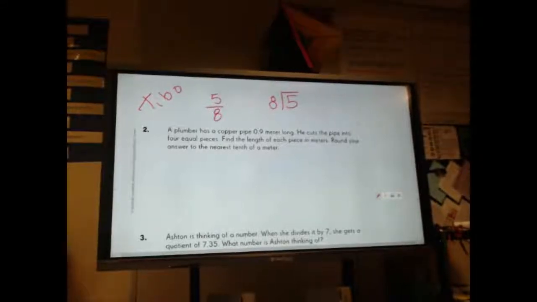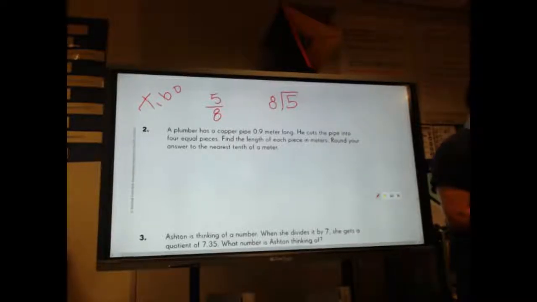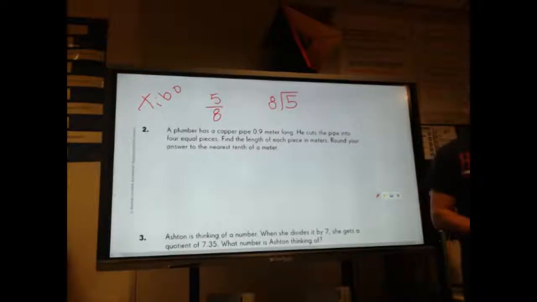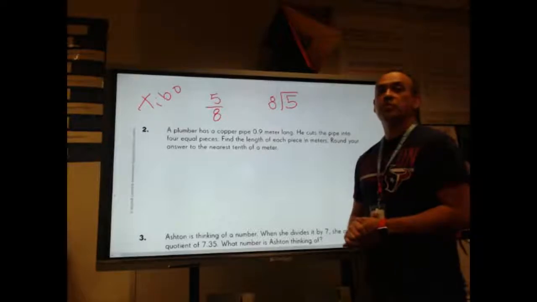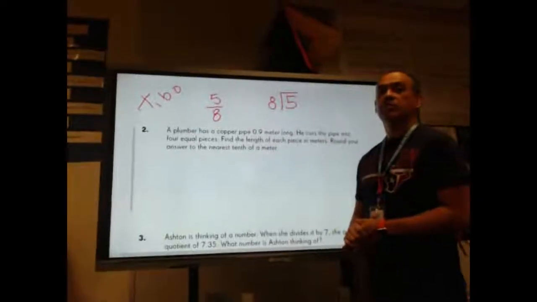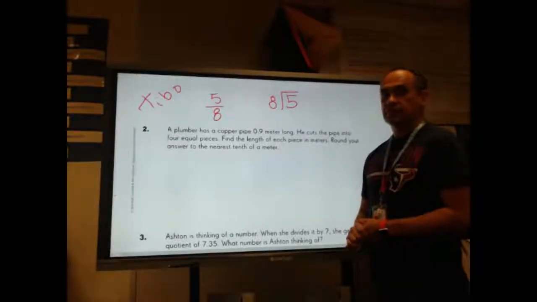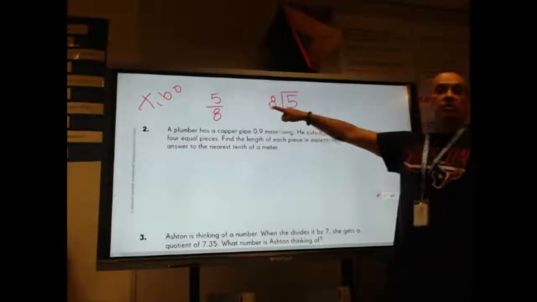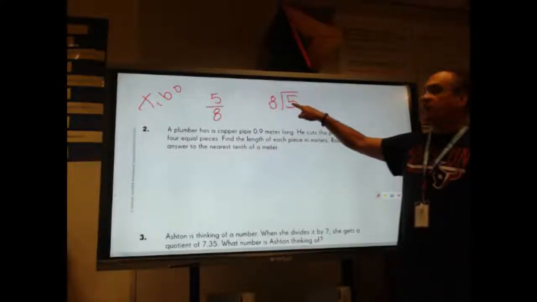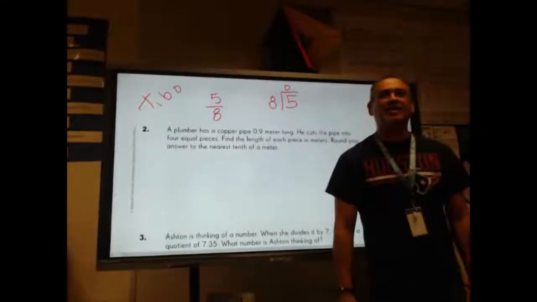Since 8 does not fit into 5, we know that it's going to be a decimal, right? Good. So what did you say, Miranda? Beautiful, good job. I hope everybody heard that. I'm going to repeat. So 8 does not fit into 5, so I am going to put a decimal because it's going to be less than 1.